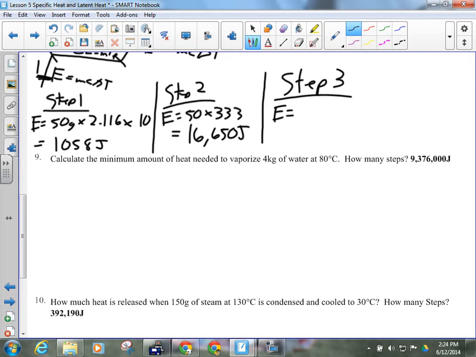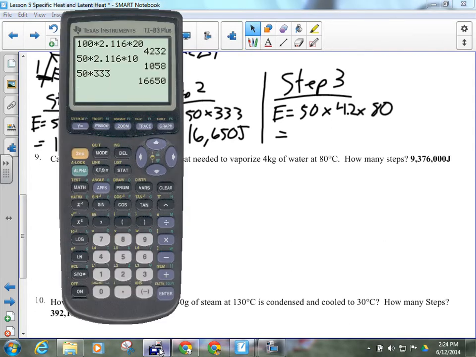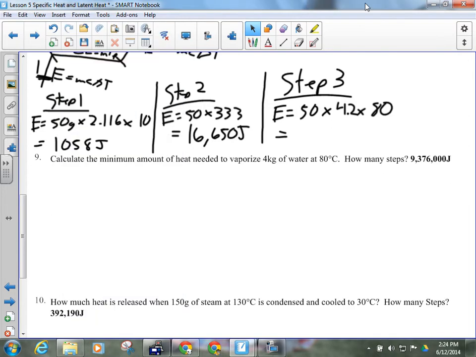If I heat it up, its temperature will change, so that's E equals MC delta T. So that's going to be 50 times now the specific heat capacity of water, which is 4.2, times, I'm heating it up to 80, so the temperature changes 80 degrees. So 50 times 4.2 times 80 gives us 16,800 joules.